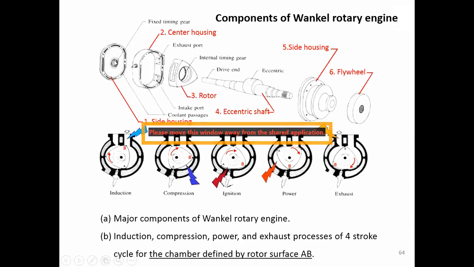Inside at the middle, we have a fixed timing gear here. Then we have a center housing. We have a rotor. In the center housing, we have the exhaust port, and we also have the intake port. On the edge of the center housing and also on the edge of the side housing, they have a coolant passage that will allow the cooling water to flow along the edge of the side housings and the center housings. And the rotor here, we have the internal timing gear inside the rotor.